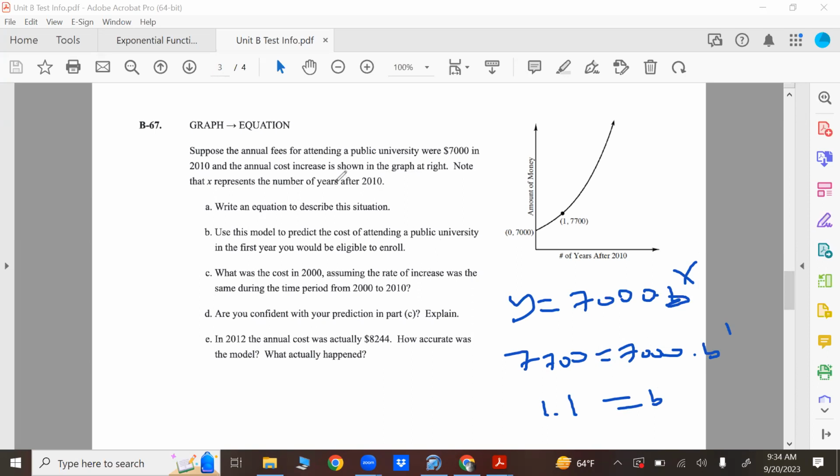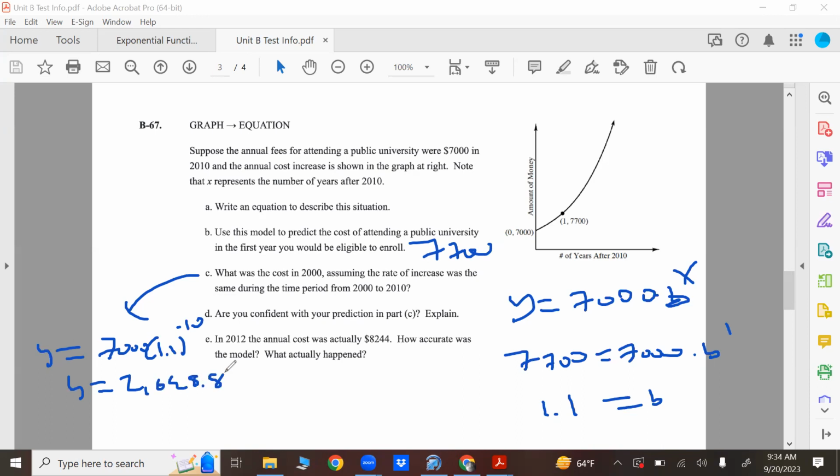And x represents number of years since 2010. Use the model to predict the cost of attending public university in the first year. Well, it's obviously 7,700. This is plugging in 1. What's the cost in 2000? So how would you do that for part 2 if you're going back in time? Yeah, you got to do a negative exponent. So it'd be 7,000 times 1.1 raised to the negative 10 power, which is about 2,700 roughly. It's 2698 if you want to be more precise.